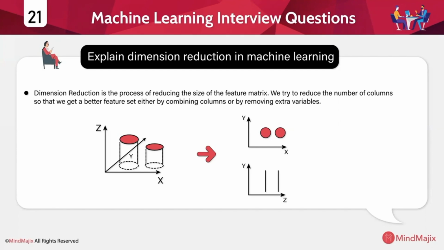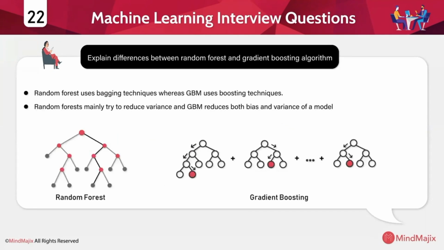That's why this type of question comes up as the first or second question, like this one. Okay? So that's why. Question number 22: explain the difference between the random forest and the gradient boosting algorithm.